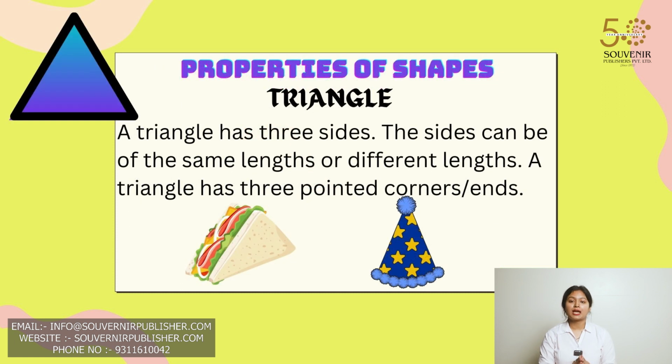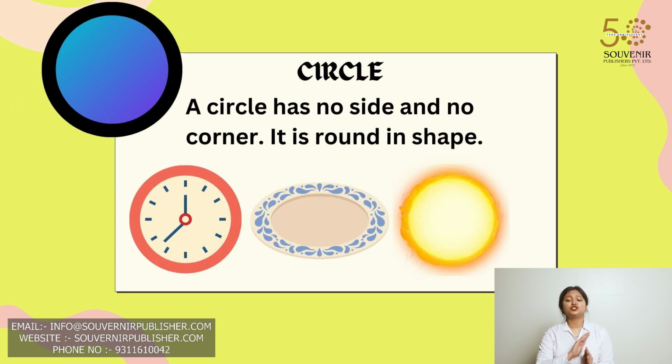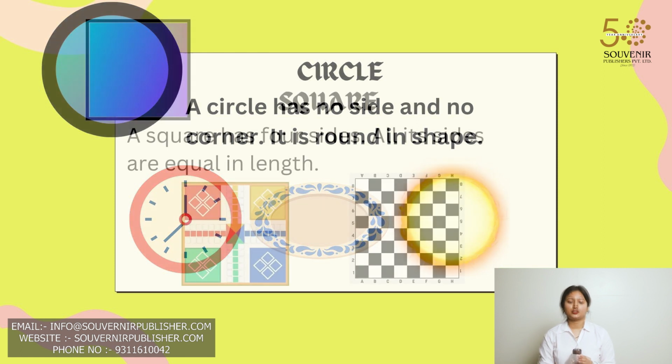Properties of shapes. Triangle. The triangle has three sides. The sides can be of same length or different length. A triangle has three pointed corners. Circle. A circle has no side, no corner. It is round in shape.